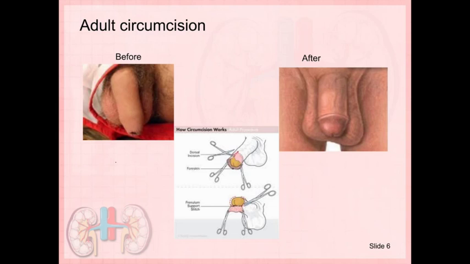This procedure can be done under MAC. If local is used, epi should never be used on the penis. The suture of choice is a 4-0 or 5-0 absorbable suture, and the wound is dressed with a petroleum gauze or Xeroform.